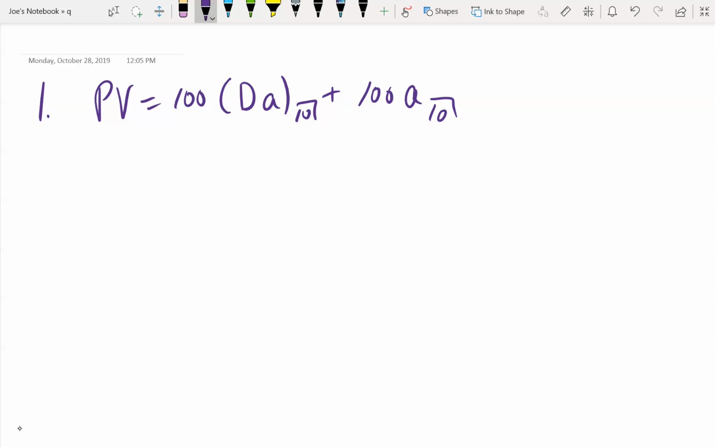Right? But that last part doesn't start until year 10, correct? So I need to multiply that one by a v to the 10th.